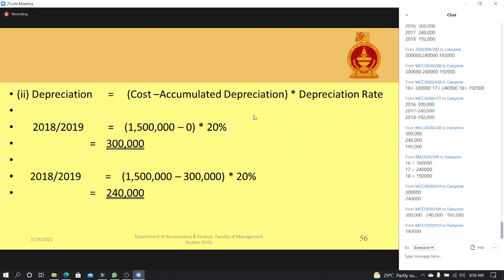Okay. It is the reducing balance method. Okay, all of your answers are correct.